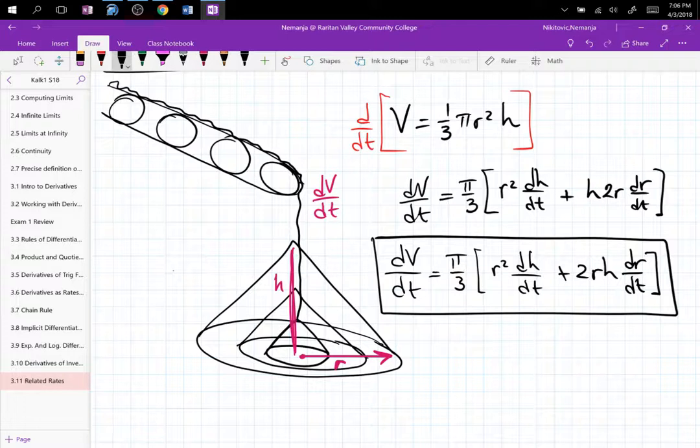What are the rates that are related? The amount of stuff coming in, which is the volume. The change in height of the conical pile, and the change of the radius at the bottom of the conical pile. And they all change at the same time. Now the cool thing is that one depends on the other. So we can actually reduce the number of variables if we use similar triangles and we have a measurement of the conical pile.